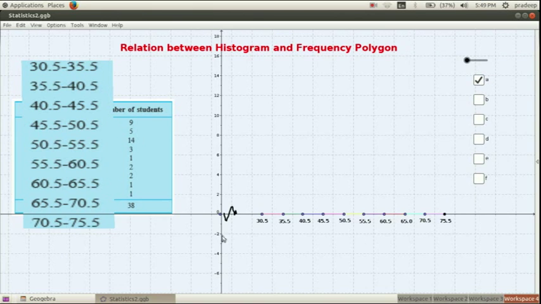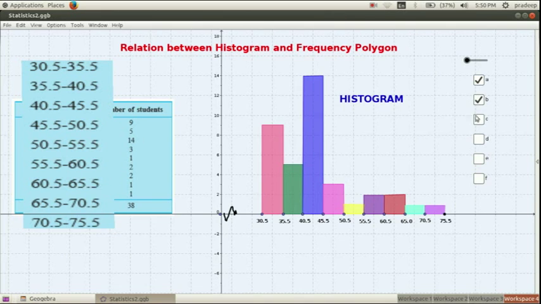For that, along this horizontal axis, let's mark the lower limit and upper limit of all these classes. That is, the least one is 30.5 and the maximum one is 75.5, and they are equally placed here, equidistant from one another. Above the first subinterval, we have to construct rectangles corresponding to the frequency of the corresponding classes.